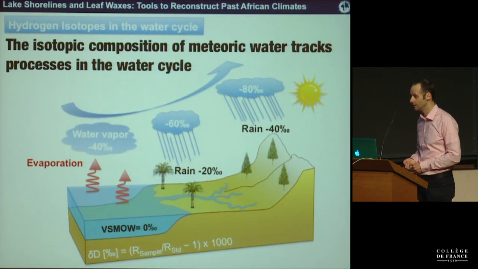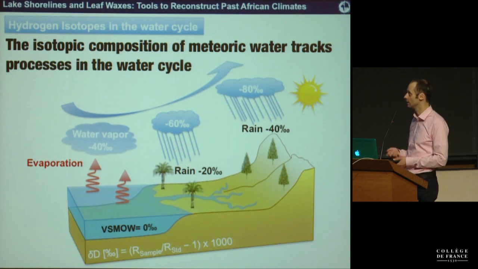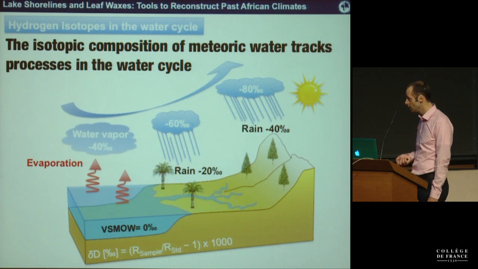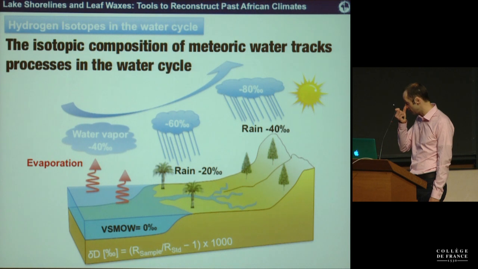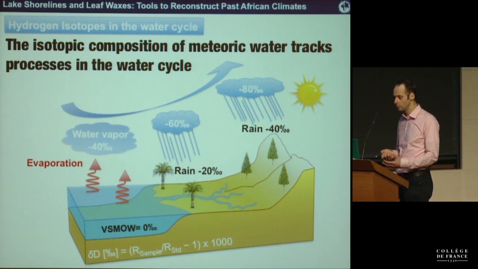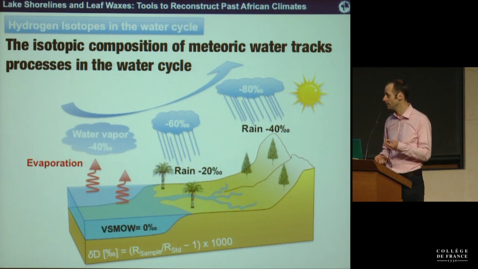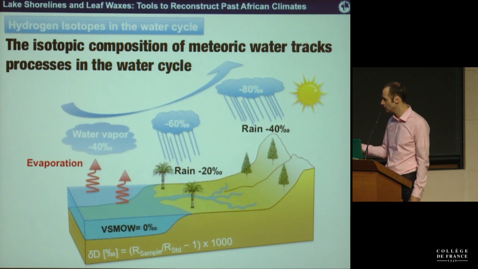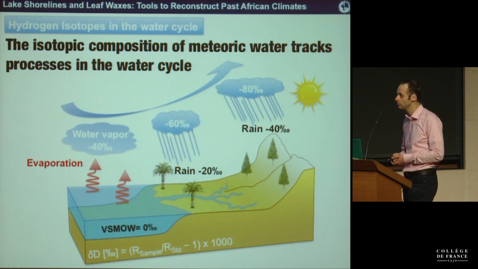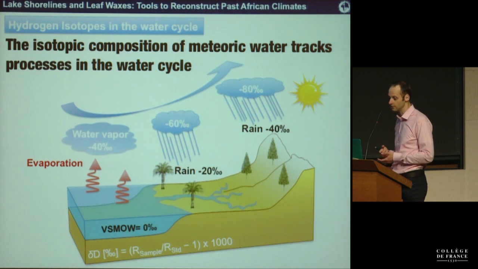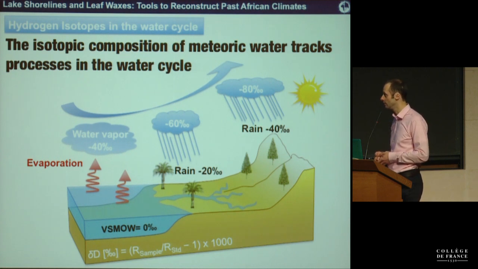So before going into detail into these leaf waxes, I just want to say a few words about the hydrogen isotopic composition of the precipitation. Peter and also Jessica have shown similar diagrams, so I will try to be fast. But what we know is that the distribution of a light and a heavy isotope in the water is controlled by fractionation processes which occur during the water phase transition. For example, you have a transition from liquid to vapor during evaporation, or from vapor to liquid during the formation of rain or condensation, and then you have fractionation processes. And we know that the isotopic composition of the meteoric water or precipitation is tracking these processes in the water cycle.